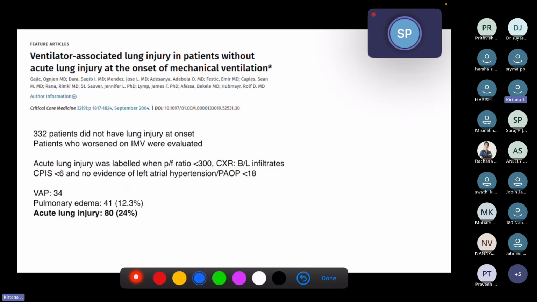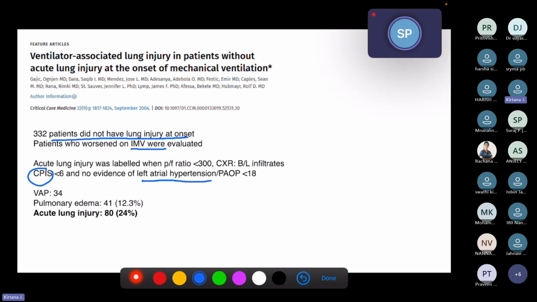This was another retrospective study in which the authors tried to look at the incidence of ventilator-associated lung injury. Again, they looked at patients who at the onset of mechanical ventilation did not have any lung injury. The lungs were healthy, and these patients were included when they worsened on invasive mechanical ventilation. They tried to exclude ventilator-associated pneumonia by looking at the clinical pulmonary infection score. If the score value was less than 6, they thought that VAP was an unlikely diagnosis. They tried to rule out pulmonary edema by looking at BNP levels, 2D echo, sometimes even doing a pulmonary artery occlusion pressure. When there was no evidence of left atrial hypertension and no evidence of infection, they labeled these patients as having ventilator-induced lung injury.